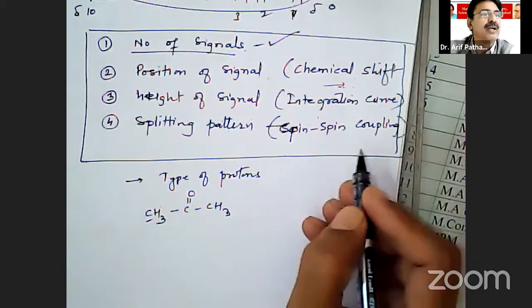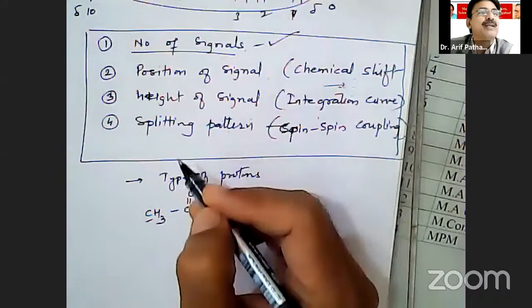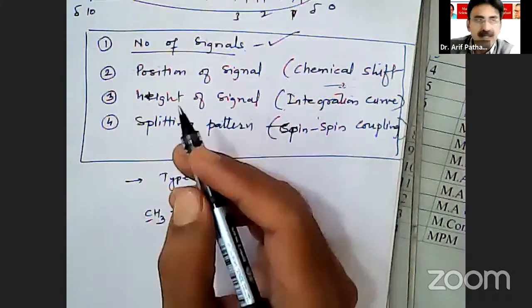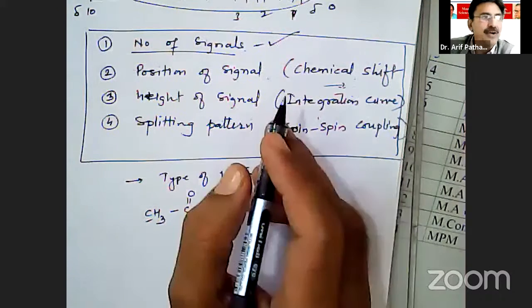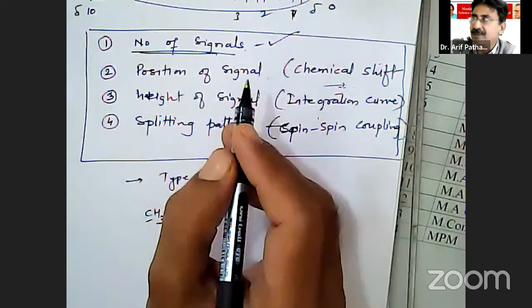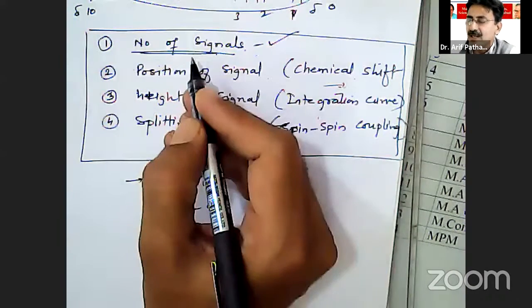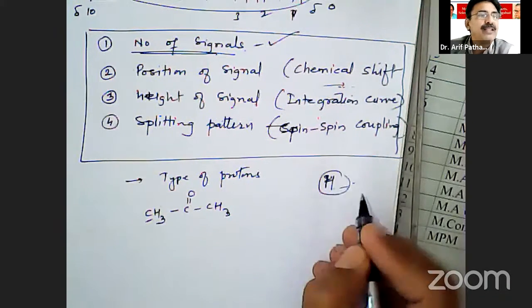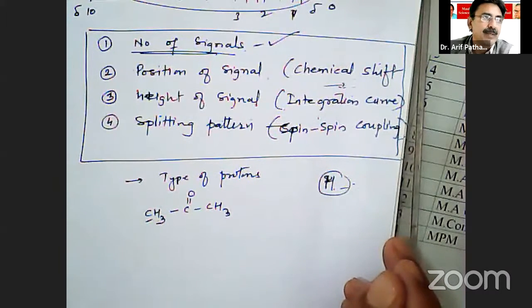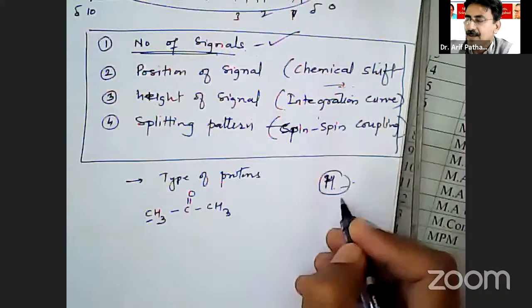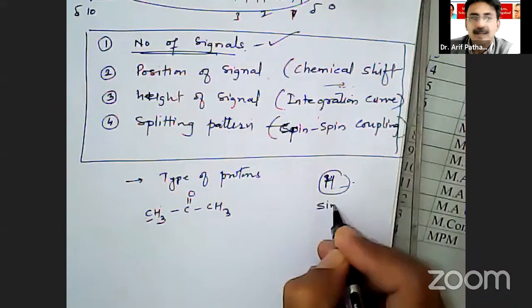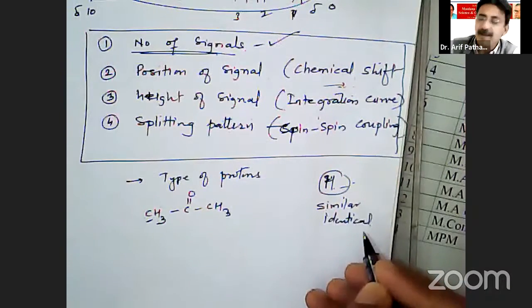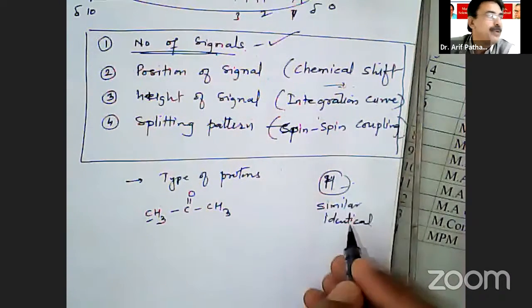With the help of these four factors we can interpret the spectra. So our first point was number of signals. You will get a signal for a proton. Now, those protons which have the same electronic environment, that is, the electron distribution with the hydrogen is similar, that is identical, then those protons will be clubbed together.